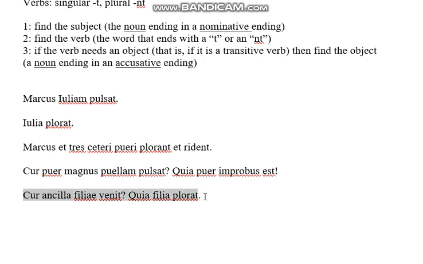Next, finally, at long last, cur ancilla filie venit. Why? Okay, so that's another why. Why did the handmaid, that's our subject, come? But what do we do with this? Well, does venit need an object? No. So what do we do with filie?